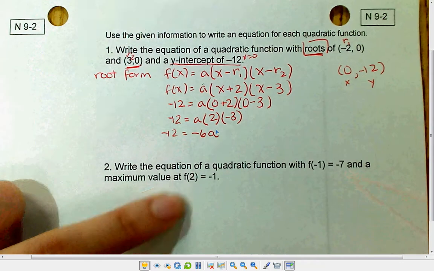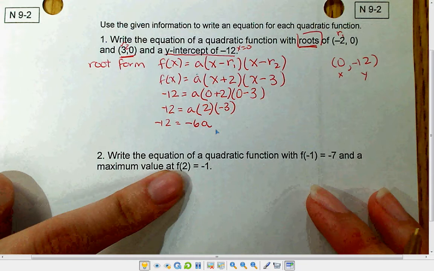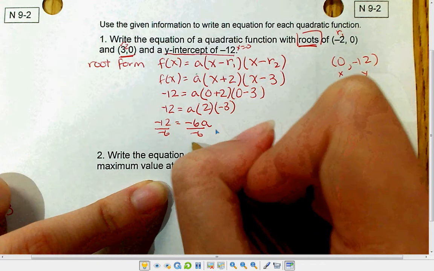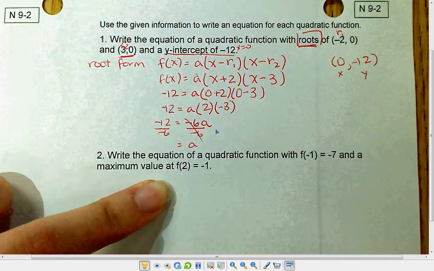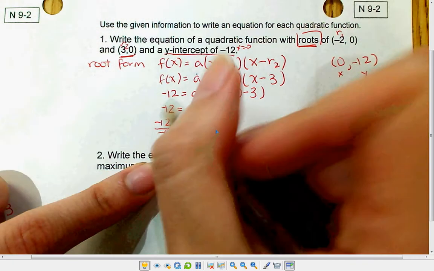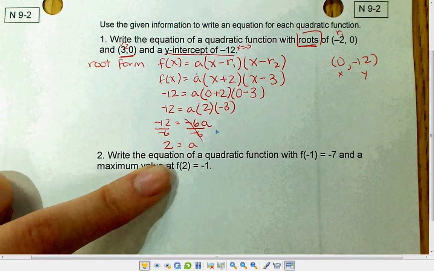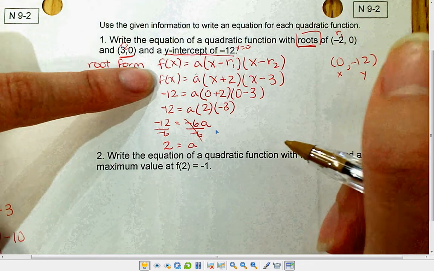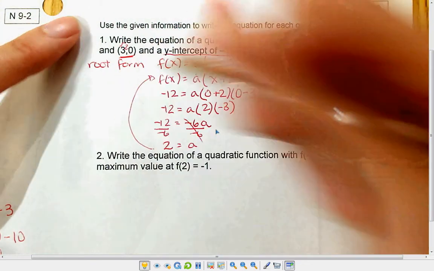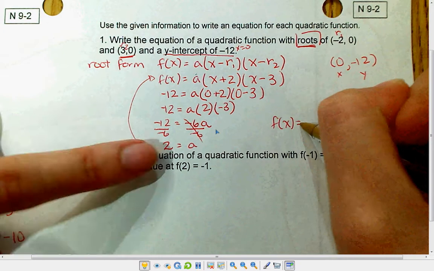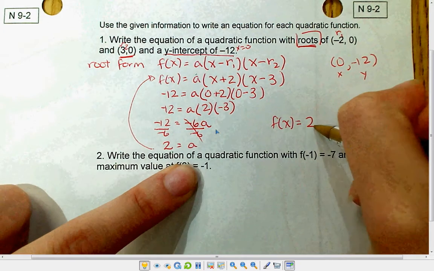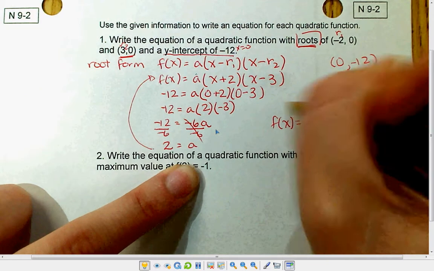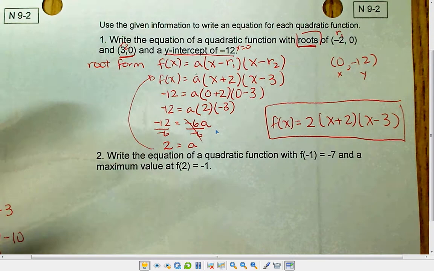And I'm just going to put that before my a because that's how we're used to seeing it written. To get a by itself, we're going to divide by negative 6. And we get that a is equal to negative 12 divided by negative 6, which is positive 2, and so I've solved for my a. Now all I need to do is go back and plug it into this equation. So f of x is equal to, a is 2, x plus 2, x minus 3, and this is the equation for the situation.